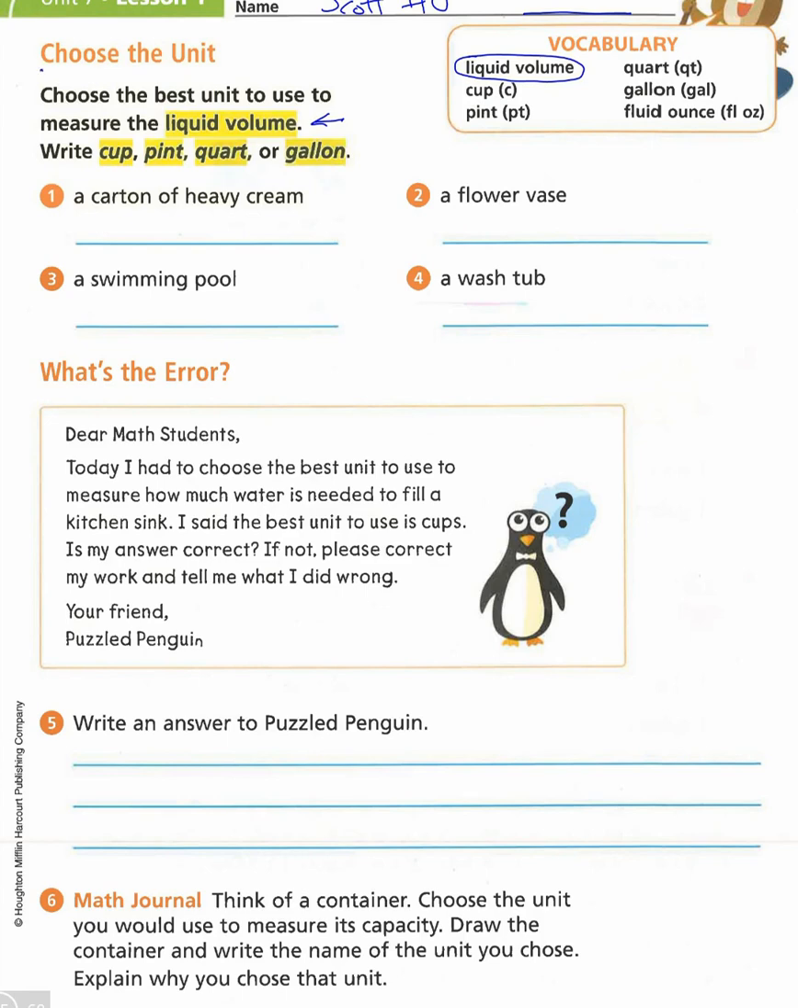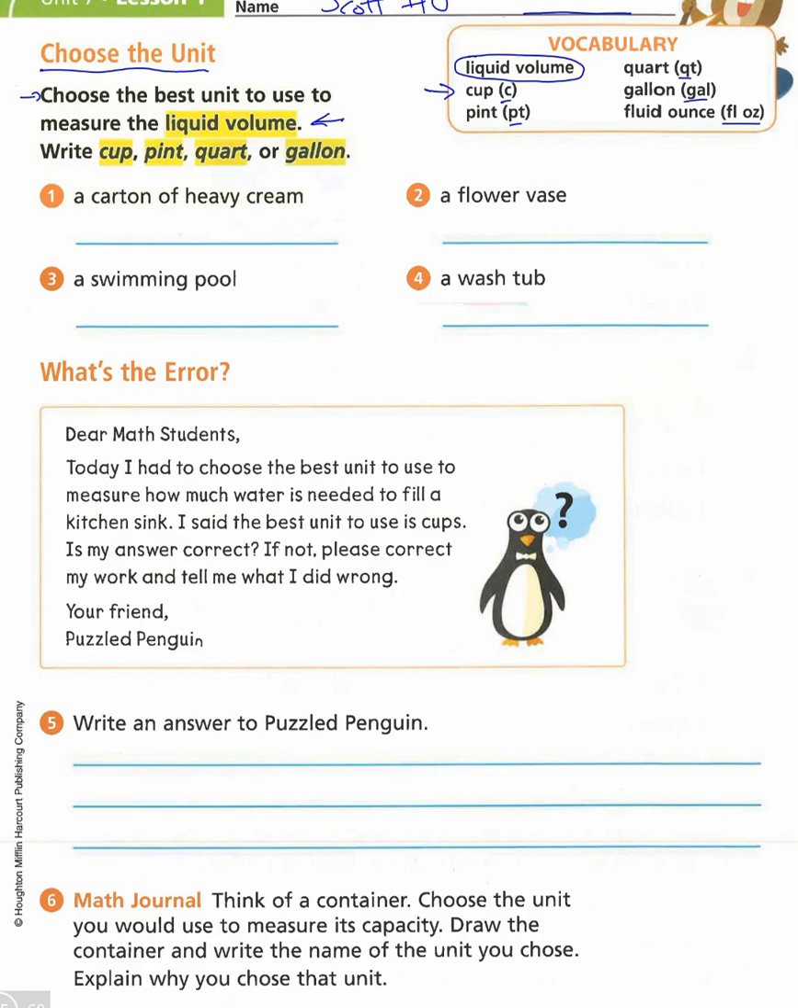So the directions are to choose the best unit to use to measure the liquid volume. And then we're going to write cup, pint, quart, or gallon, or we could actually write more than one because you could kind of argue either way, right? Over here, it shows you the abbreviations: C for cup, PT for pint, QT for quart, gal for gallon, and then fluid ounces. So we could use those as well. I'm going to probably just write out the words.